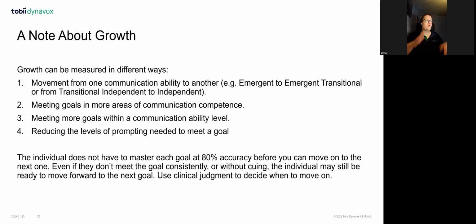So maybe you're going to be moving from one communication ability to another, nicely from the emergent into independent. That's a possibility. But there are different ways to go about it. Maybe they are moving into more communication competencies. Maybe they're in the same level, but they acquire more skills. Or maybe just the prompt that is needed is being reduced. That's also a way to show growth. So we should really try not to focus on one way of growing. We can do it in a very different way.